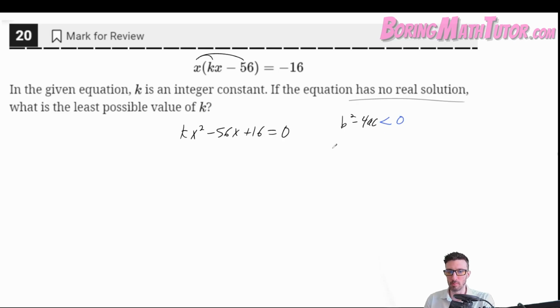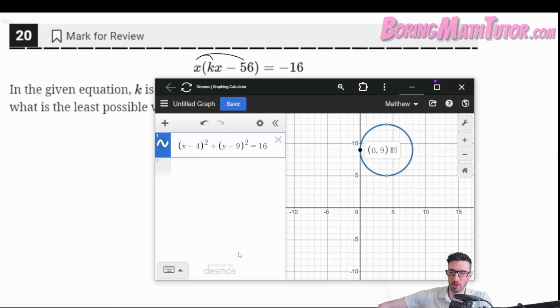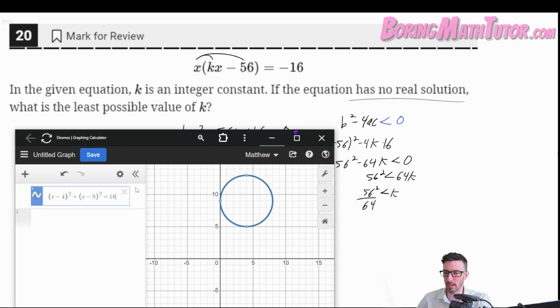So let's see, what's our b in this case? It's negative 56, so it should be negative 56 squared minus 4 times a is k, and c is 16. Now that'll simplify to minus 64k. This will just be the same thing as positive 56 squared. The negative doesn't matter when you're squaring. And that's got to be less than 0. Let me add the 64k to the other side. And now I find out that k has to be greater than whatever 56 squared divided by 64 is. Let's go find out what that is.